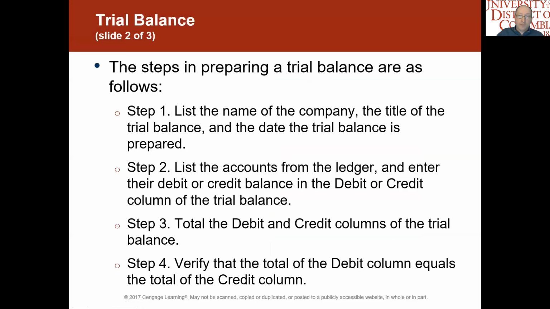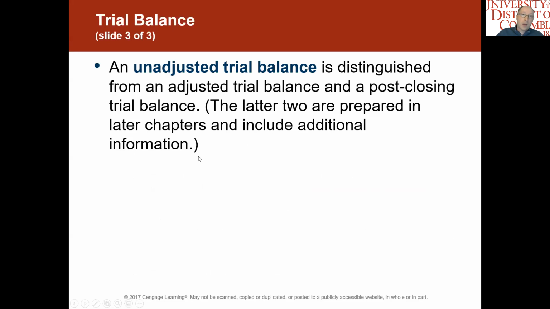There are a couple of steps to follow when preparing a trial balance. First is list the name of the company, the title of the trial balance, the date of the trial balance. The second step is list the accounts from the ledger, enter their debit or credit balances. The third step is to total the debit and credit columns of the trial balance. The fourth step is to verify the total of the debit column equals the total of the credit column. The unadjusted trial balance is distinguished from the adjusted trial balance and post-closing trial balances.